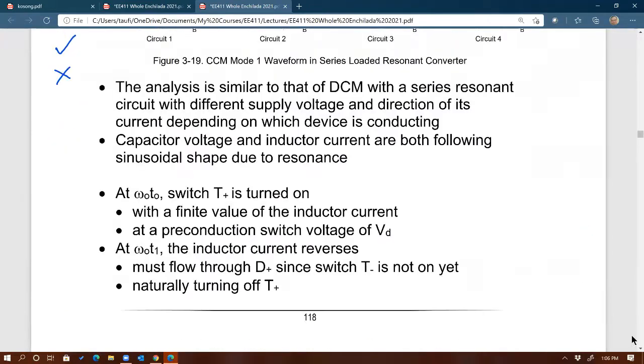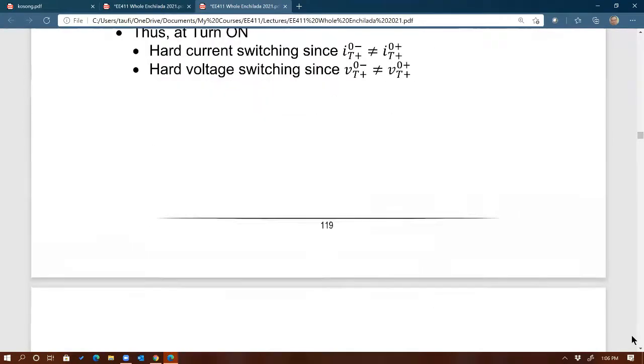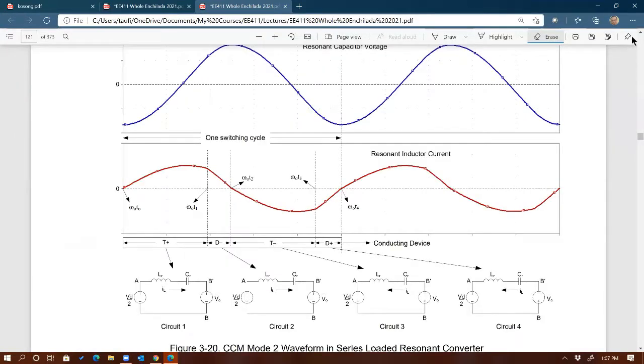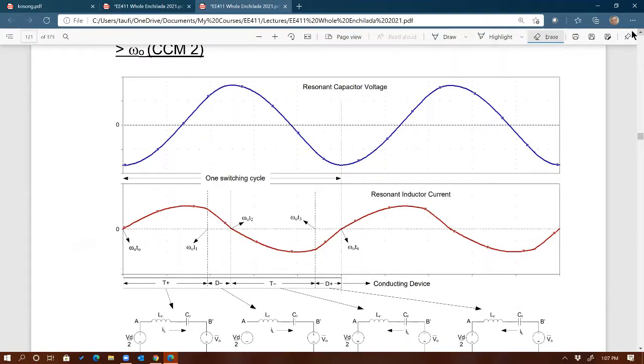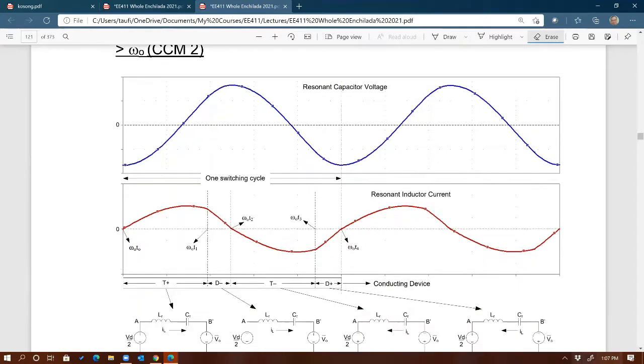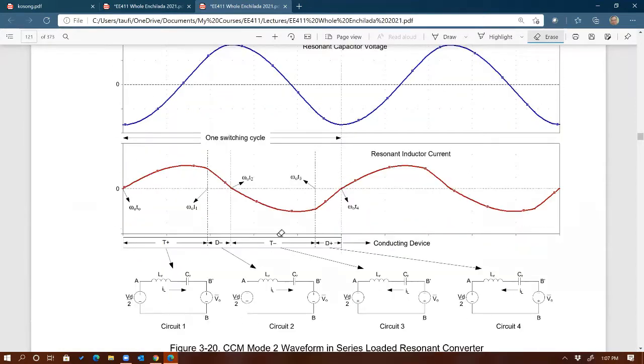The next one is CCM2. I'm not going to go over this, but I would like you to do it yourself. That's the table for CCM1, and here's the table for CCM2. Look at the waveforms for CCM2, which can be obtained if the switching frequency is larger than the resonant frequency. If the switching frequency that you choose meets this requirement, then you have CCM number 2. And I'm showing you the different devices there: T plus, then D minus, then T minus, and then D plus.